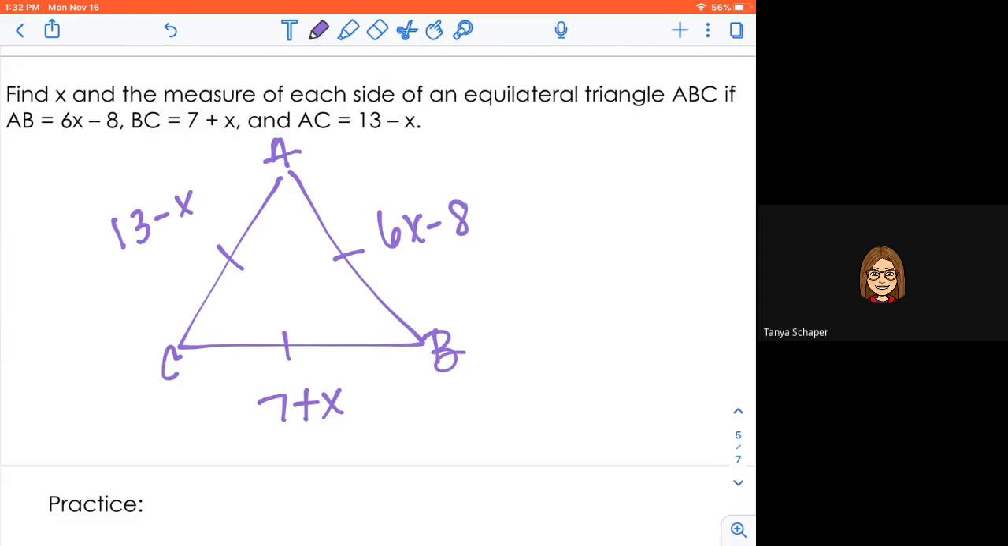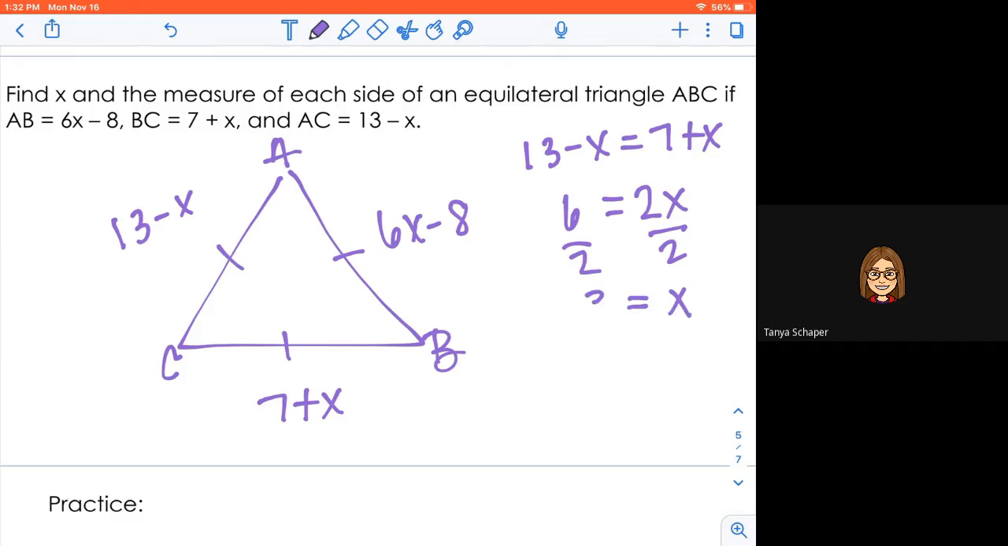So now I can take any two of these sides and put them together as an equation. So I could say 13 minus x is the same as 7 plus x. So now 6 is the same as 2x. Divide by 2, x is 3.